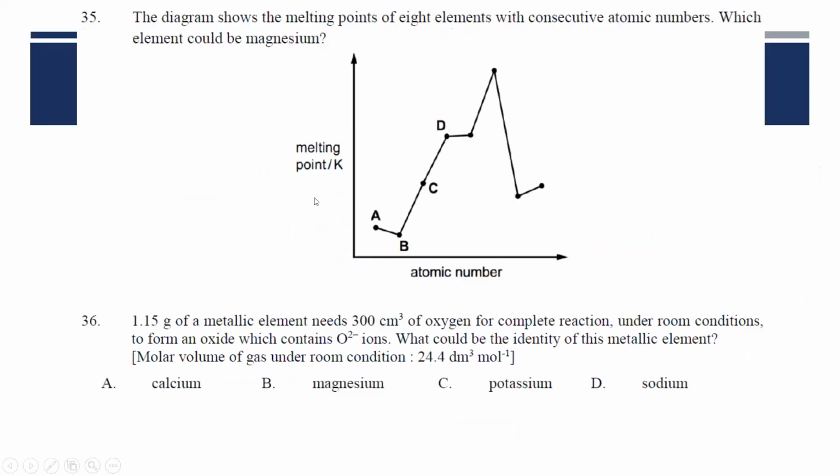Then we go to 35. The diagram shows the melting points of 8 elements with consecutive atomic numbers. Which element could be magnesium? So now we are talking about melting point. You have to know by yourself which group it belongs to. You have to be very smart in this case. So this is obviously an element from period 3. From here, this is the cutting line.